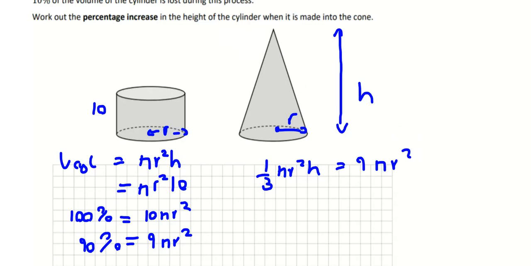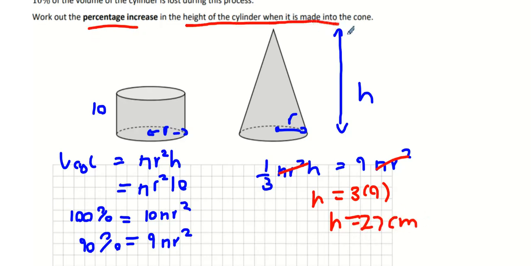So what we're going to do here, guys, is we're going to cancel the pi r squareds off both sides, and then we're going to find out that the height is 3 times 9. Division of 3 on the left means multiplication of 3 on the right. Height equals 27 centimeters.